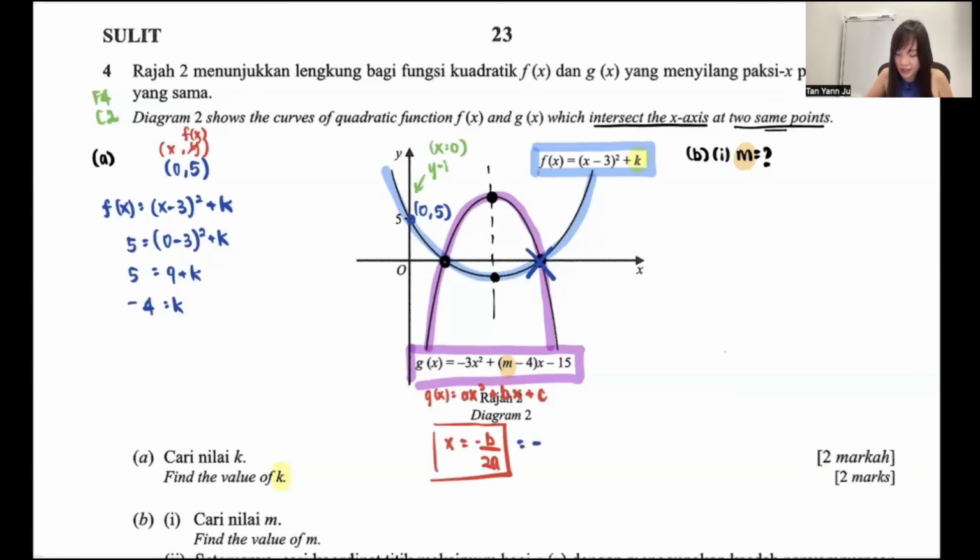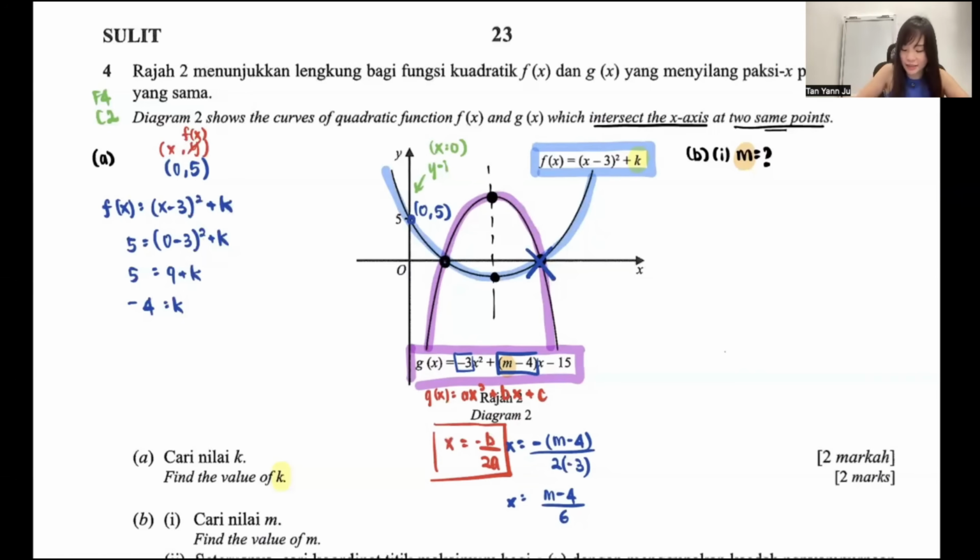So equals to negative, now my b. My b is what? M minus 4. Put bracket. Then over 2a. My a is what? Negative 3. Okay? So negative and negative, cut it off. Then guys, I know already. Based on the purple one, I know the purple line's axis of symmetry is (m minus 4) over 6. Okay, that's for the purple one.